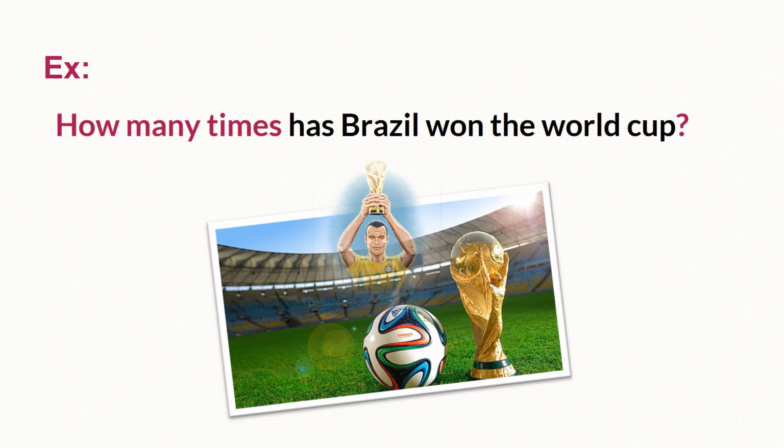We have about how many times with WH question. How many times has Brazil won the World Cup? So we notice how many times it is WH question that they use in the present perfect simple. After that, the auxiliary verb, because the subject is singular, that is Brazil. Won, it is past participle of the verb, that is win.